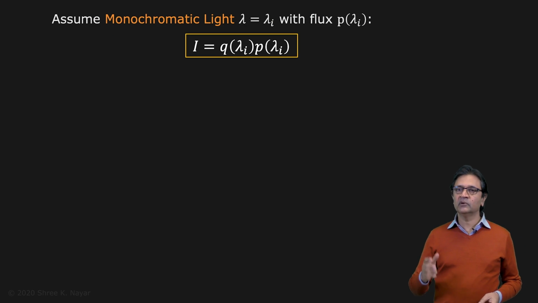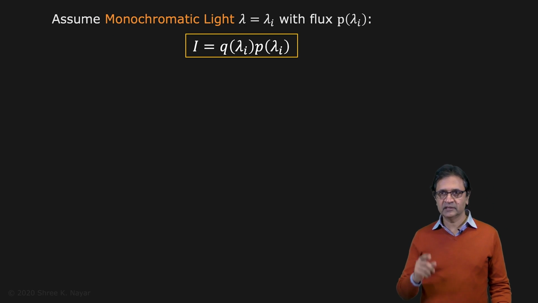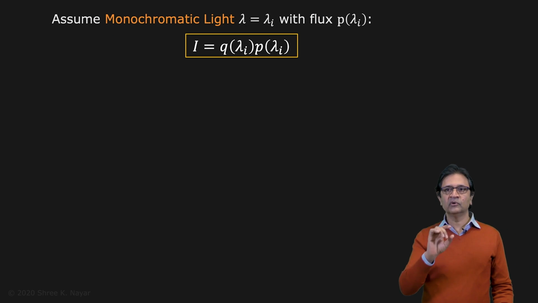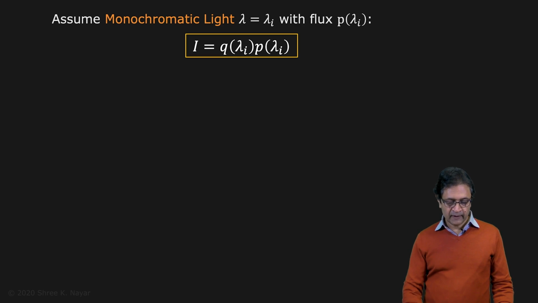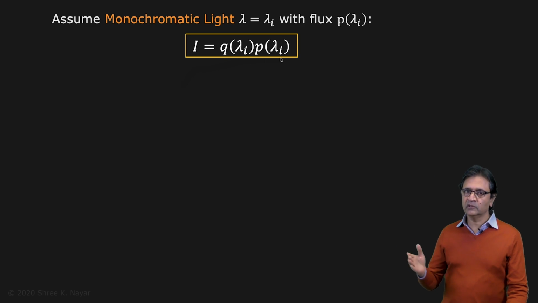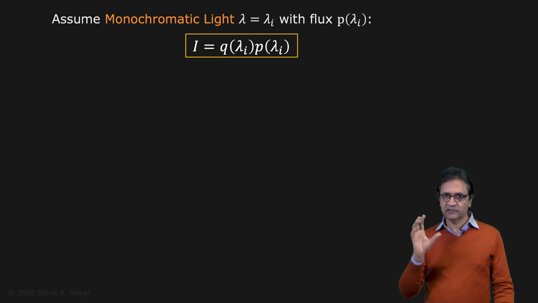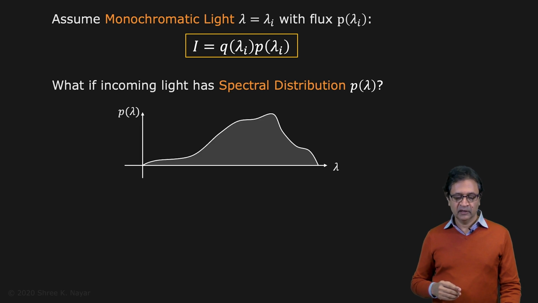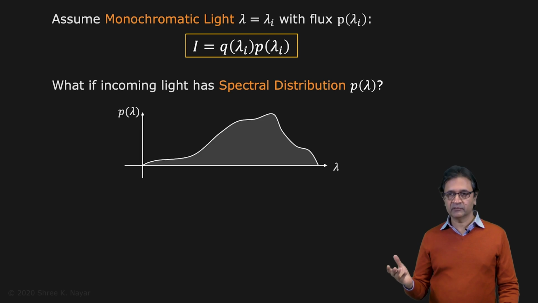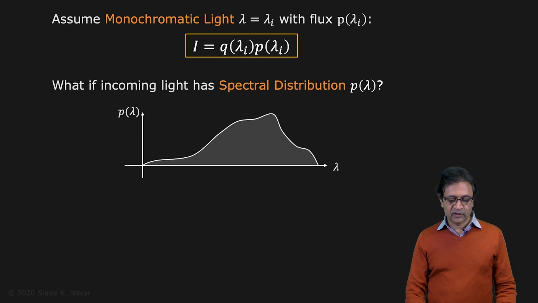Now let's take a look at what happens when you have a single wavelength of light, lambda equal to lambda i. This is called monochromatic light. Let's say that the flux is P lambda i. We know from the definition of quantum efficiency that the electron flux I is equal to Q lambda i times P lambda i. But for any point in the scene, you have a range of wavelengths coming from it, that it reflects light with photon flux which varies as a function of lambda. This is called a spectral distribution, P lambda. So in this case, what is the electron flux going to be?